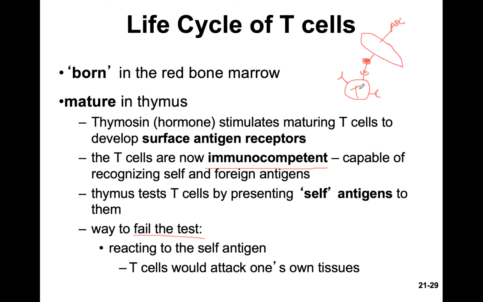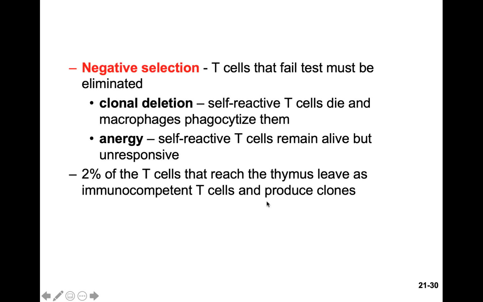So if a T cell that's in the thymus takes the test and it binds to a self-antigen and it reacts to it, that T cell has just failed the test. So what happens? Well, that whole process is called negative selection. And if a T cell fails negative selection, it has to be eliminated. It's eliminated through two processes: clonal deletion, where the T cell literally just dies and gets eaten by a macrophage, or a process called anergy. The T cell stays alive, but it remains unresponsive.